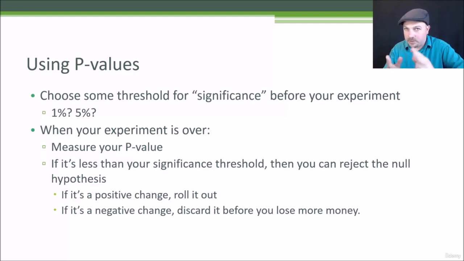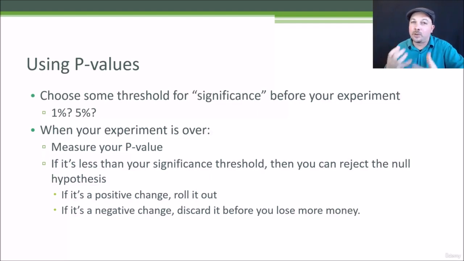So when your experiment is over, and we'll talk about when you declare an experiment to be over, you want to measure your p-value. If it's less than the threshold you decide upon, then you can reject the null hypothesis and you can say there's a high likelihood that this change produced a real positive or negative result. If it is a positive result, then you can roll that change out to the entire site, and it is no longer an experiment. It is part of your website that will hopefully make you more and more money as time goes on. And if it's a negative result, you want to get rid of it before it costs you any more money. So remember, there's a real cost to running an A/B test when your experiment has a negative result. So you don't want to run it for too long because there's a chance you could be losing money.